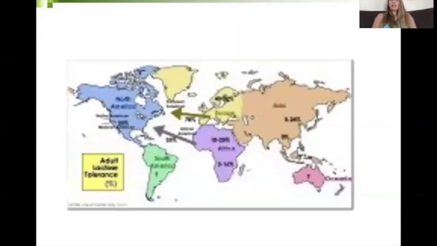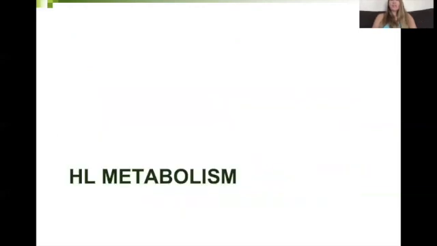Here is just that movement of the ability to break down lactose. Okay, HL material.